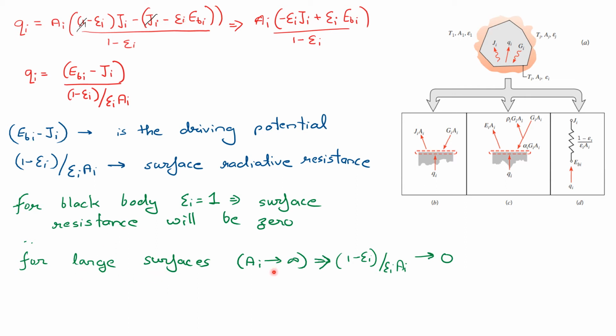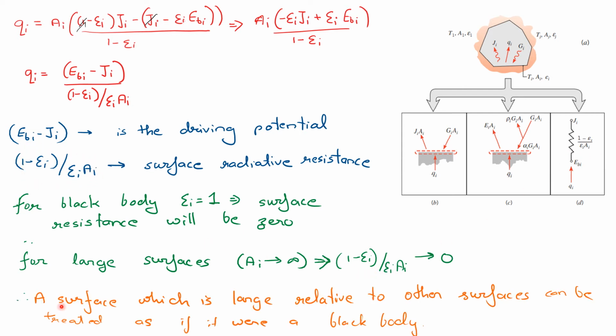But if you have a very large surface, that means if your Ai goes to infinity, your denominator will be extremely large, and this entire quantity will be close to 0. What this means is that if a surface is very large relative to other surfaces, it can be treated as if it were a black body. So you can treat a surface as a black body if it is actually a black body and your emissivity is 1, or if your area is extremely large.